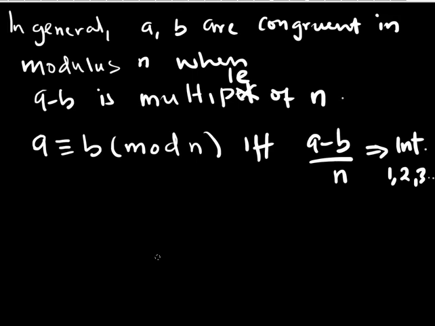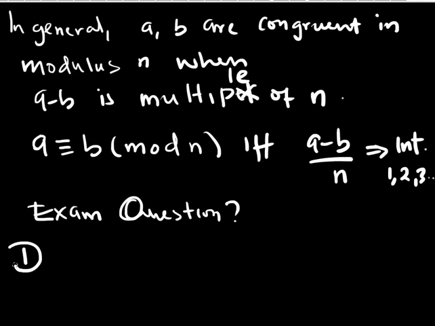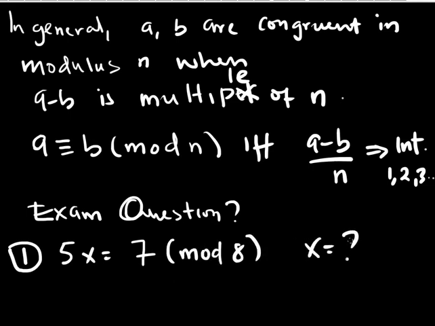Now let's look at some examples, exam questions that we would see in WASSCE. What kind of questions would we get? I would do 2 examples and we would wrap it up. Let's look at 5x is equal to 7, mode 8. The question is, what is x?